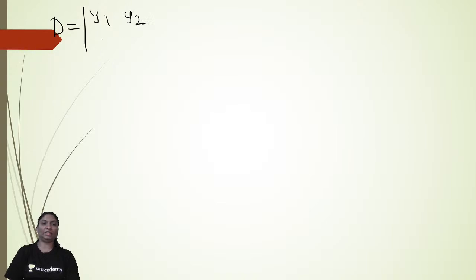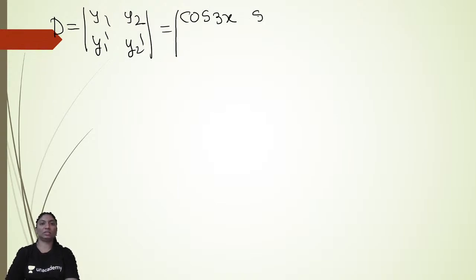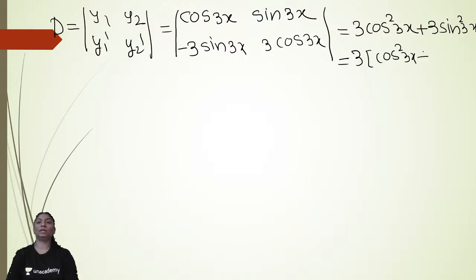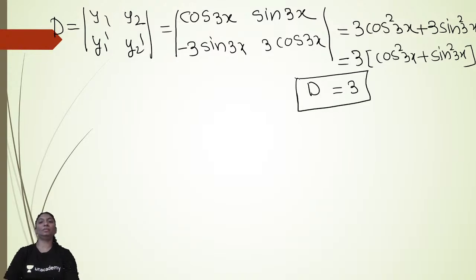D is equal to the determinant of y1, y2, y1 dash, y2 dash. Here y1 is cos 3x, y2 is sin 3x, y1 dash is minus 3 sin 3x, and y2 dash is 3 cos 3x. The determinant is 3 into cos square 3x, minus, and this minus minus becomes plus, 3 into sin square 3x. So you will get 3 into bracket cos square 3x plus sin square 3x, which is equal to 1. So the value of D is equal to 3. Now, once we get this, we can find out u.